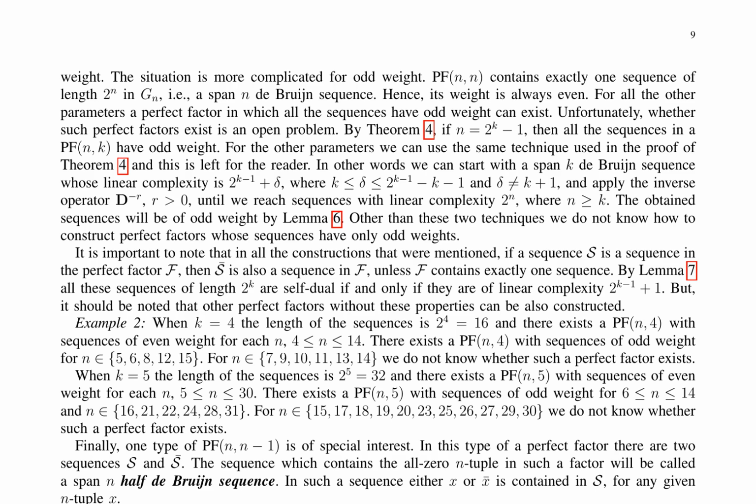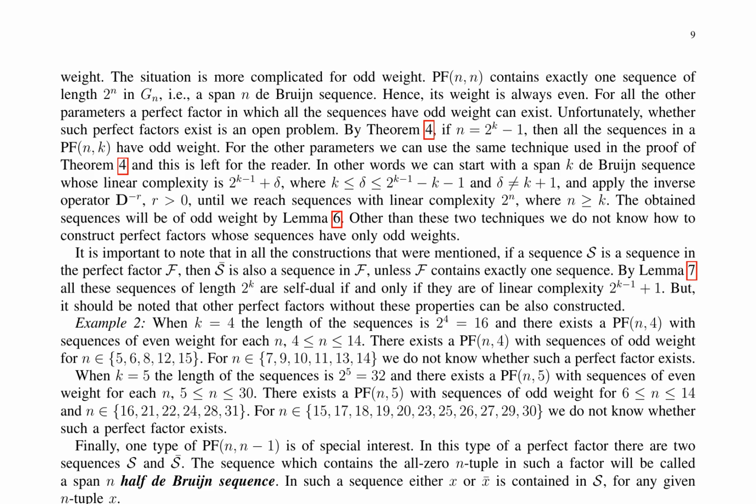Perfect factors with sequences of odd weight are explored, building upon Theorem 4, which proves that all sequences in a PF(n, k) have odd weight when n equals 2k-1. This technique can be applied to construct perfect factors with odd weight sequences for other parameters, although it remains an open problem whether such perfect factors exist universally.